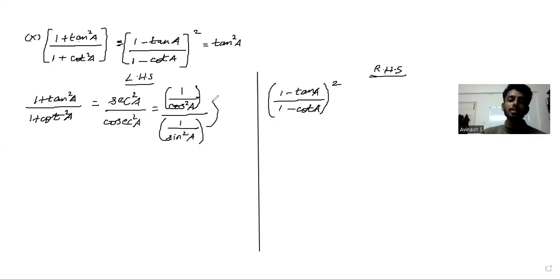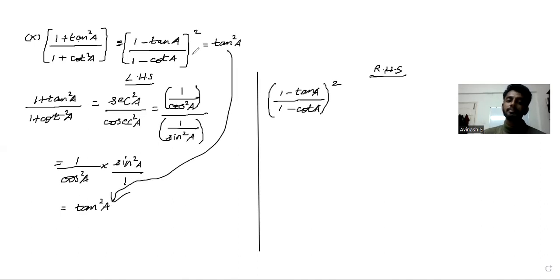Now, in the next step, this goes to the numerator and gets reversed. So basically, we'll be getting 1 divided by cos square A into sine square A by 1. This is what we'll be getting. Now, this is nothing but sine square A by cos square A, which is tan square A. So we have already got this in the left-hand side.